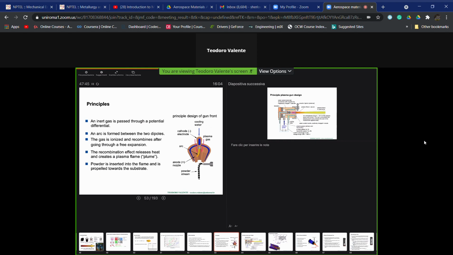One electrode is a cathode. I will show to you a plasma torch later on. The other electrode is the anode. If we apply a suitable voltage difference between the cathode and the anode, we can have the dielectric, which is broken, and this means that we can have the formation of an arc, of an electric arc.